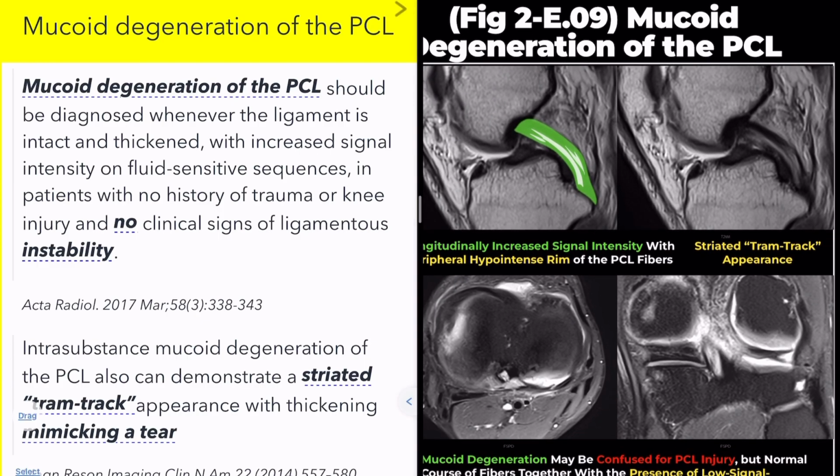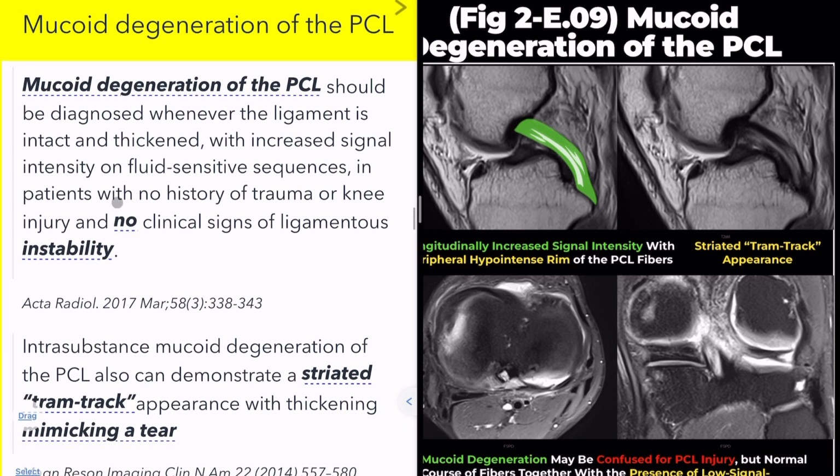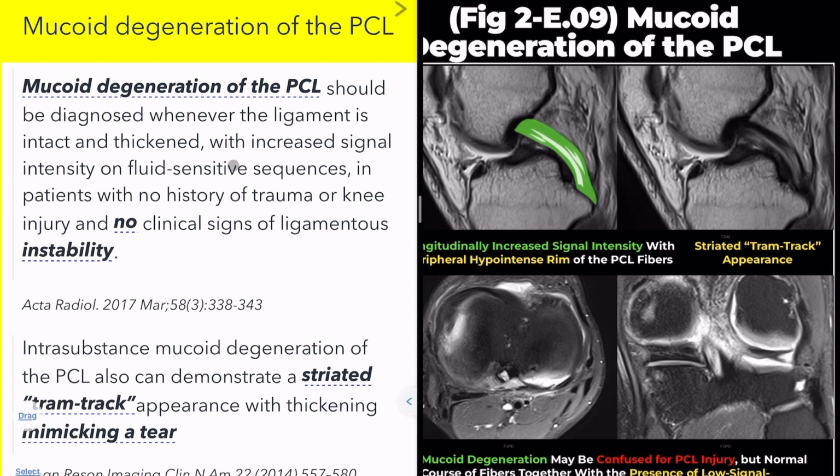Mucoid degeneration of the PCL should be diagnosed when the ligament remains intact and thickened, coupled with increased signal intensity on fluid-sensitive sequences. This diagnosis is particularly relevant in patients lacking a history of trauma or knee injury and who show no clinical signs of ligamentous instability.